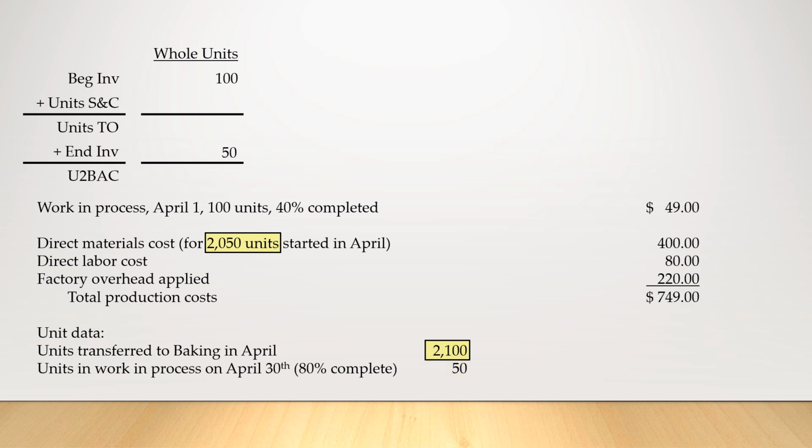As for the 2,050 and 2,100 units, how can we use them to finish our formula? The 2,100 units transferred to baking are our inventory transferred out. Therefore, units started and completed is 2,000 units. And total units to be assigned cost is 2,150 units. The 2,000 units started in April ties to our units started and completed plus our ending inventory.